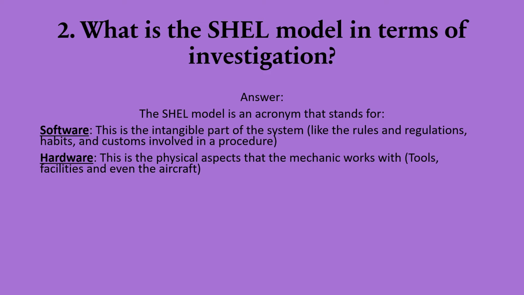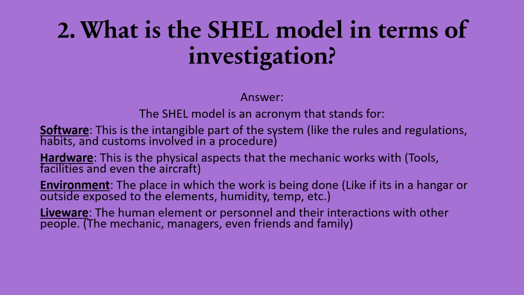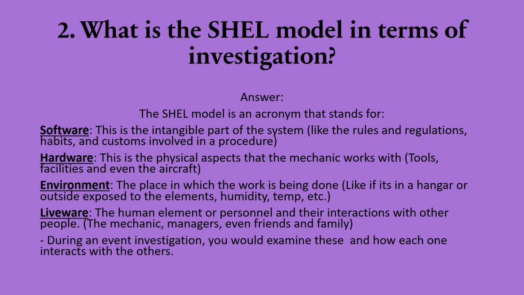H is the hardware. This is the physical aspects that the mechanic has to work with, tools, facilities, even the aircraft itself. E is the environment, or place that the work is actually being done, like if it's in the hangar or outside exposed to the elements like humidity, temperature, etc. L is the liveware. This is the human element or personnel and their interactions with other people. This is the mechanic, the managers, even the friends and family of the mechanic. During an event investigation, you would examine these and how each one interacts with the others.